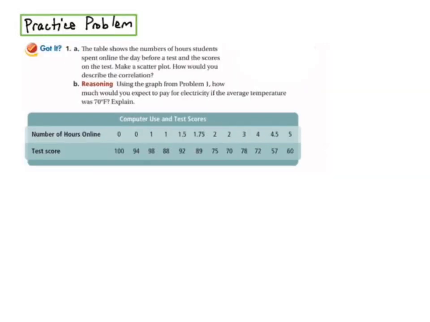All right, here we have a practice problem. It says the table shows the number of hours students spent online the day before a test and the scores on the test. Make a scatter plot. How would you describe the correlation?